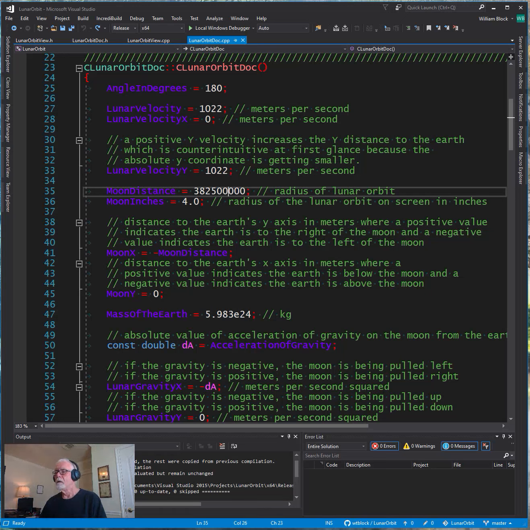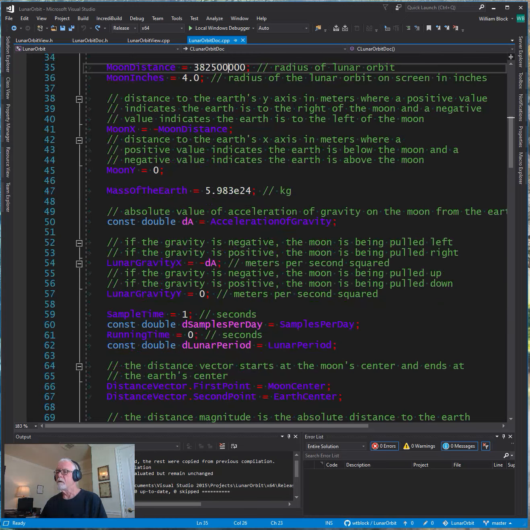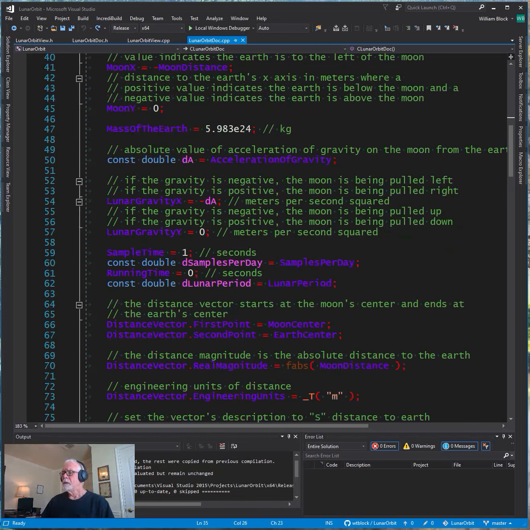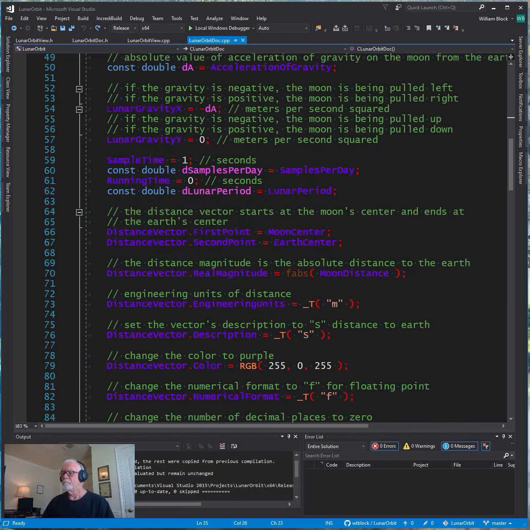Then the mass of the Earth is here, and again, using Newton's equations, we're able to calculate the acceleration of gravity based on that mass. And that's basically how this is all set up.